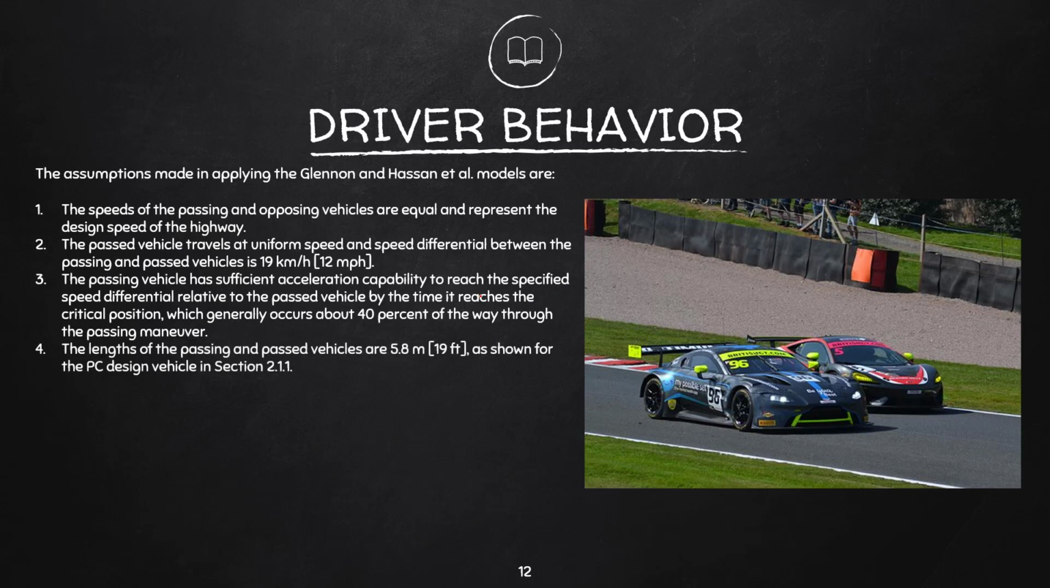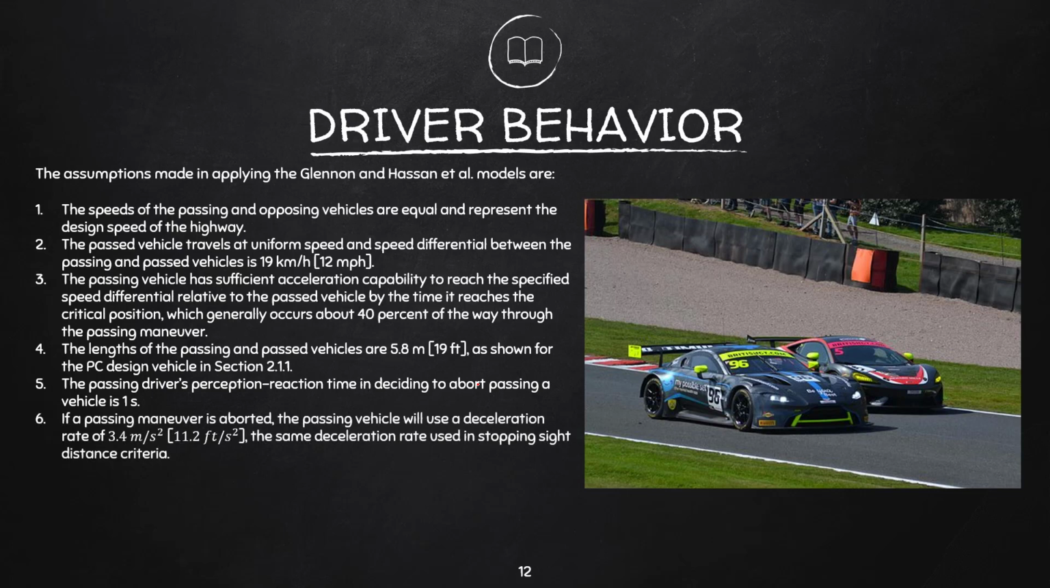Fourth, the lengths of the passing and passed vehicles are 5.8 meters, as shown for the PC design vehicle in section 2.1.1. Fifth, the passing driver perception reaction time in deciding to abort the passing maneuver is 1 second. Okay, so it's really a short time for the driver to decide to continue or to abort the passing maneuver.